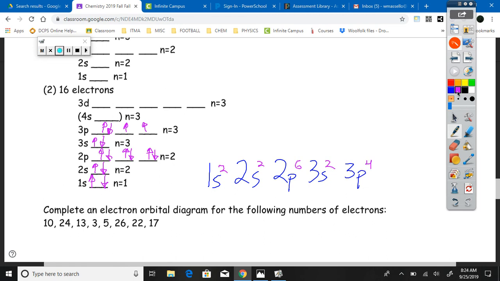Who can tell me what 2 plus 2 plus 6 plus 2 plus 4 equals? 16 hogs. You add up all the little purple numbers. 16 electrons, 16 hogs. See that?